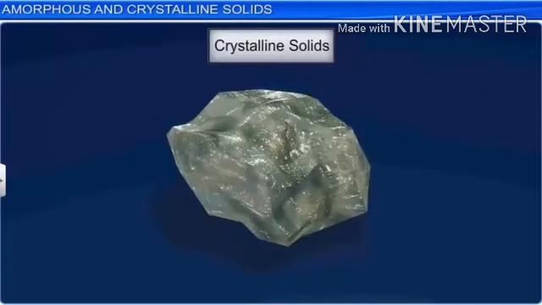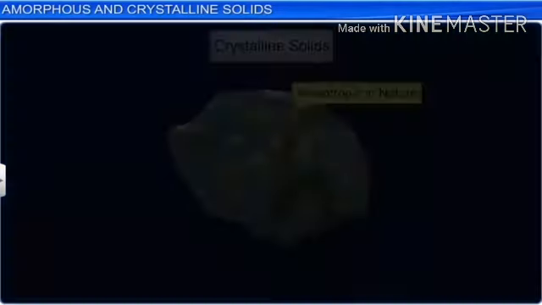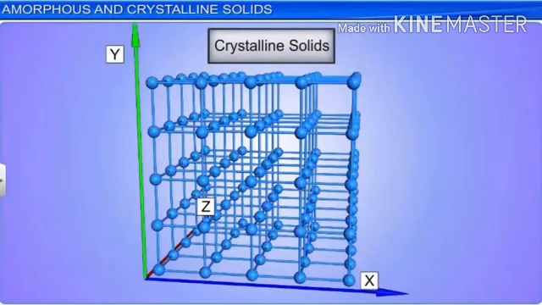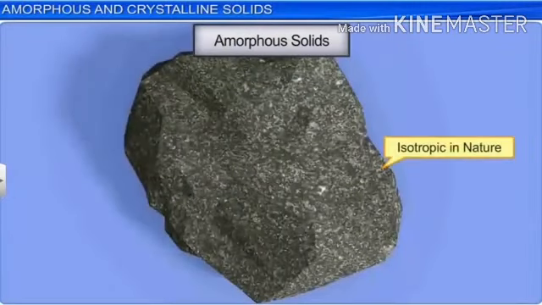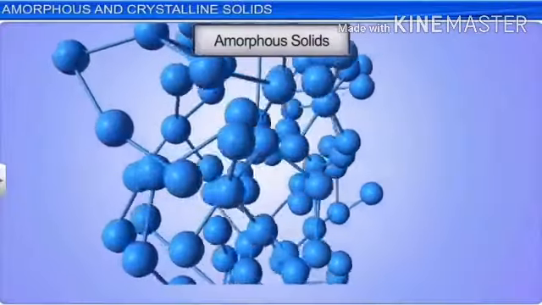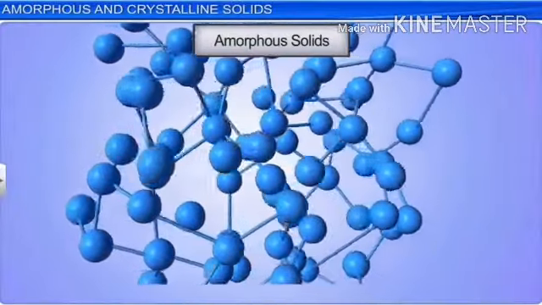Crystalline solids are anisotropic in nature. That means certain physical properties, like electrical resistance or the refractive index, have different values when measured along different directions. This is because of the regular arrangement of the particles in crystalline solids. On the other hand, amorphous solids are isotropic in nature, which means they show the same values when measured in different directions.